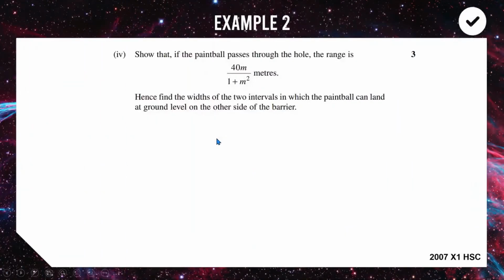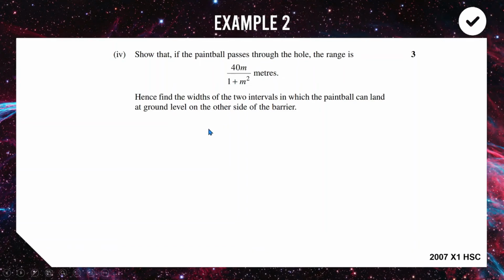On to part 4, which is the pretty spicy band 6 part. Let's see if I can work through it. We've got show that if the paintball passes through the hole, the range is equal to this. Once we've done that, find the two widths of the interval in which the paintball can land at ground level on the other side. Okay, so we're passing through the hole and then we're landing on the other side, and we're trying to find the range or the width of the interval that we could land in based on our values from m that we established in the last question.